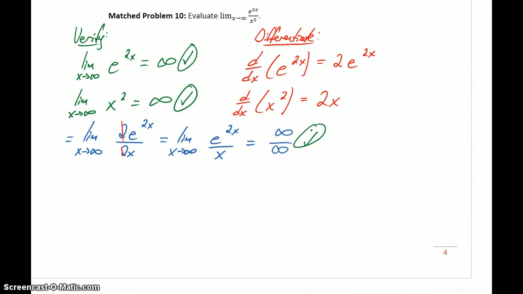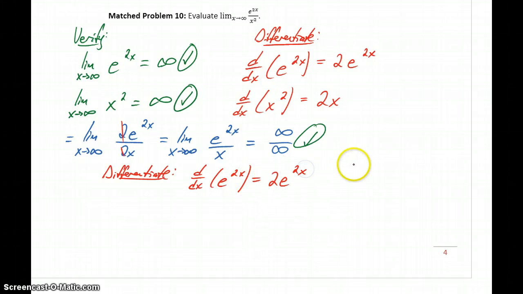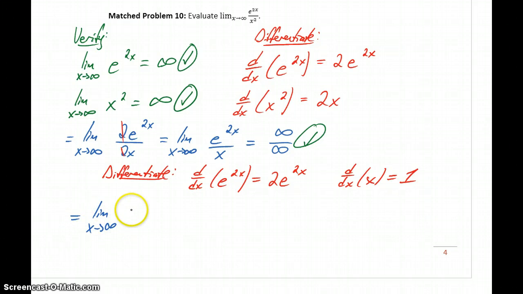The conditions are met to apply a second iteration of L'Hopital's rule. So we'll again differentiate our two functions. We'll take the derivative of e to the 2x, which will give us 2e to the 2x, and we'll take the derivative of x, which will give us 1. So now our limit problem becomes the limit as x approaches infinity of 2e to the 2x over 1.